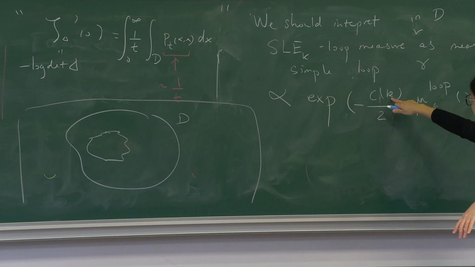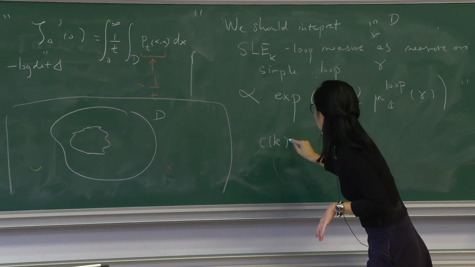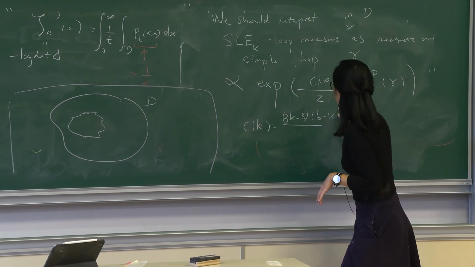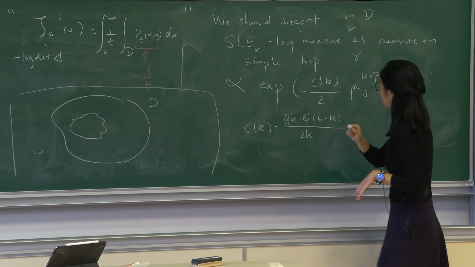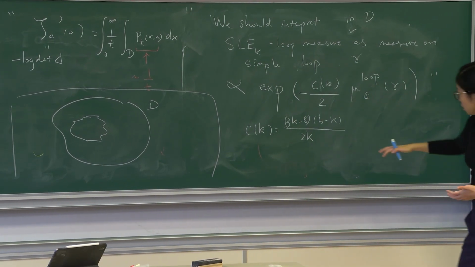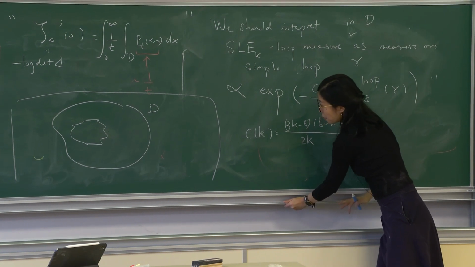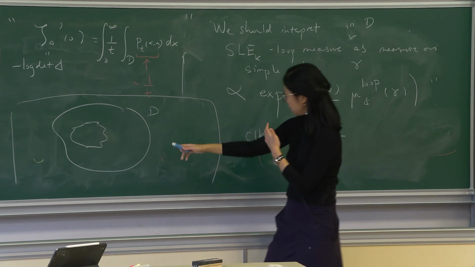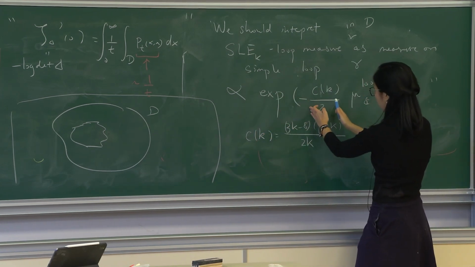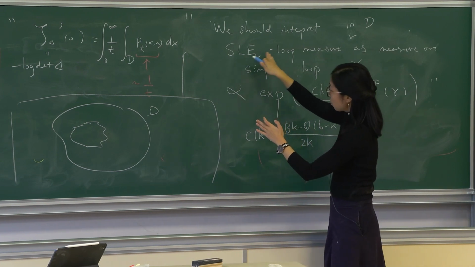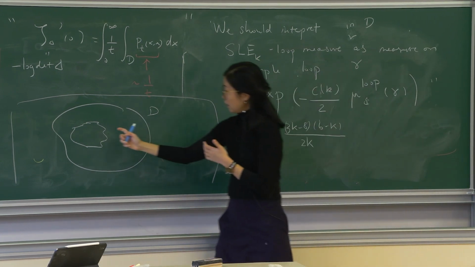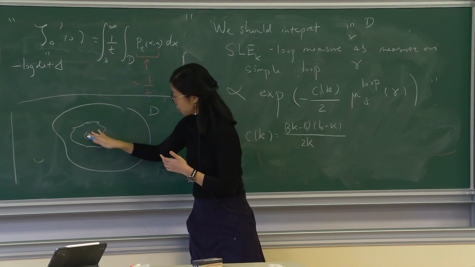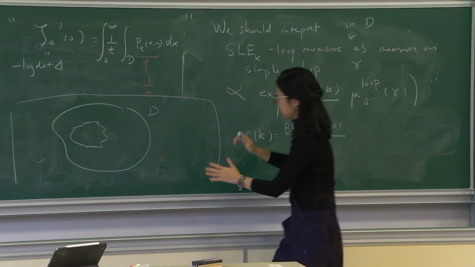By the way, let me write the central charge c(kappa) = (3 kappa - 8)(6 - kappa) over 2 kappa. And this is a central charge associated to SLE. In the case when kappa is 8/3, this central charge is 0. Here you were just saying, having a uniform measure on the space of loops, and this curve would be the outer boundary of your Brownian loop measure if D is simply connected.